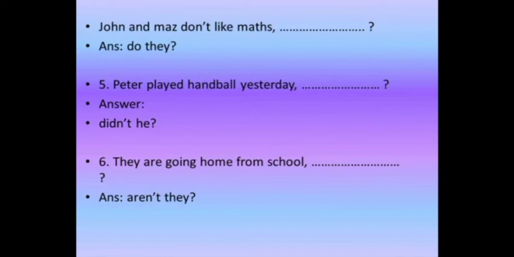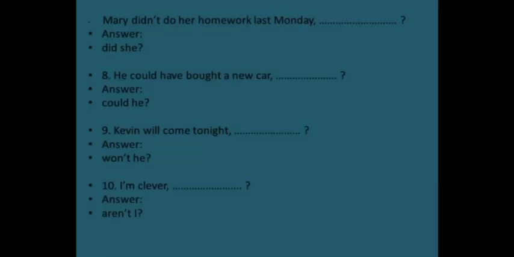Next one, seventh one, Mary didn't do her homework last Monday. It is negative, so we have to convert into a positive tag: did she? Eighth one, he could have bought a new car, couldn't he? Ninth one, Kevin will come tonight. It is positive, so we convert into negative: won't he? Final, tenth one, I am clever. It is positive, so we convert into negative: aren't I?